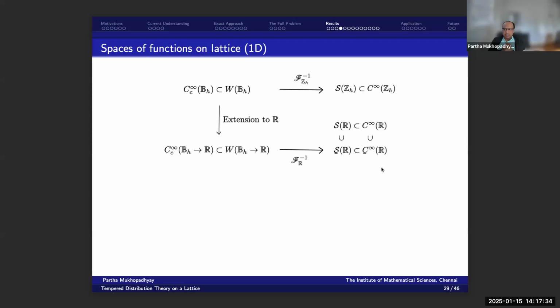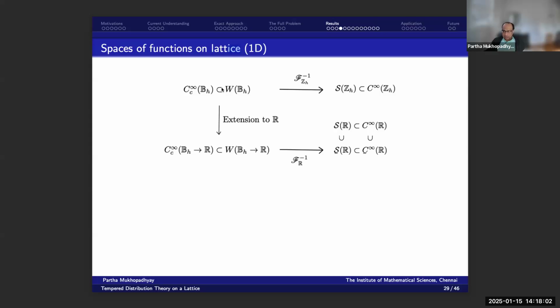So here's some picture. What is basically being done is that the bump functions are a subset of WBH, and you take these bump functions, you take this structure and do Fourier inverse transformation to the lattice. You get Schwartz functions as a subset of C infinity functions on the lattice.